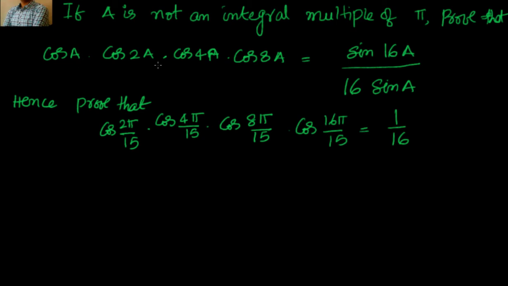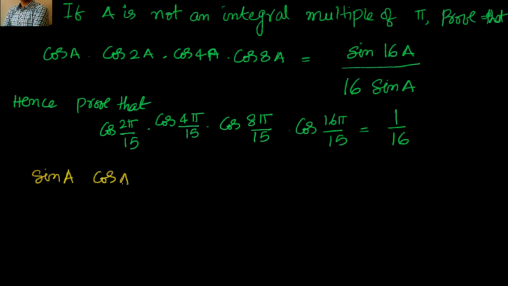Now if I am able to prove the first one, the second one is easy because instead of a I can put 2 pi by 15. Then I can directly substitute in the right hand side and I should be able to prove this. So let's go ahead. So first I have to prove this. I see that there is a sin a at the bottom. So what I will do, I will take the LHS and multiply and divide by sin a.